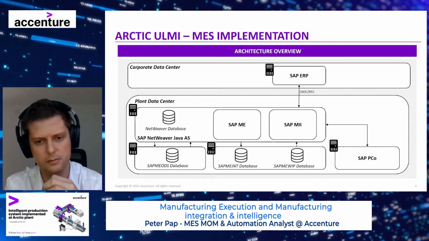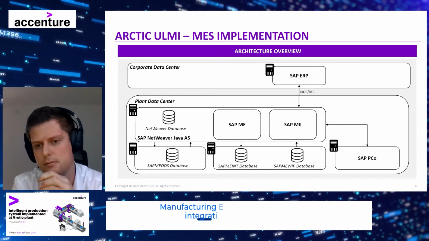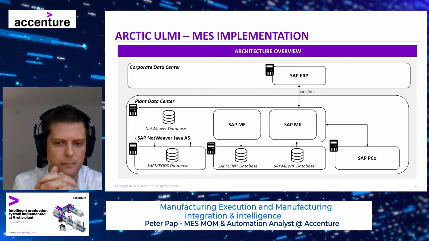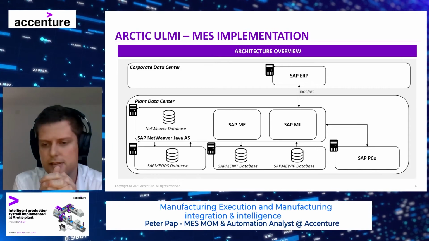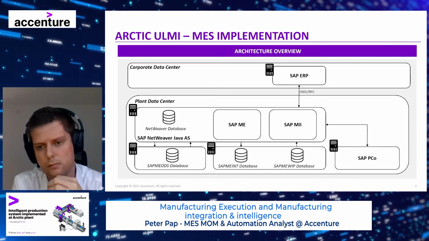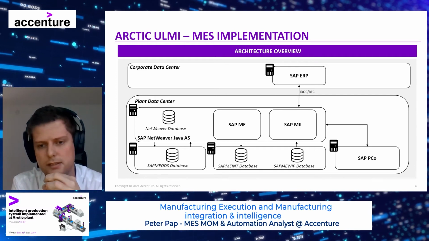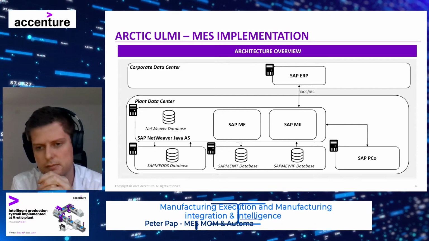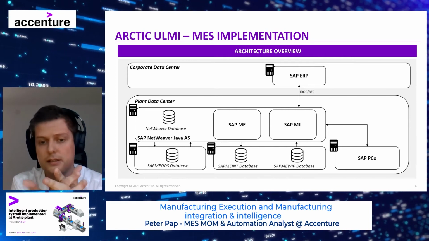But on the architecture overview, SAP MII and SAP ME, these components are deployed in the same NetWeaver Java application server. Next to this Java application server, there are two database servers. One server is dedicated for the WIP and ODS databases, and one for the SAP MEInt database. Let's summarize what are these databases responsible for.